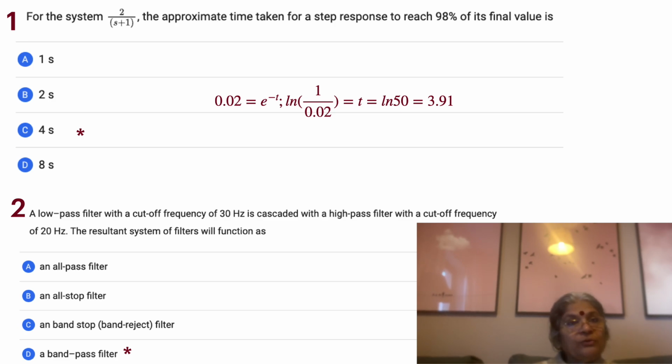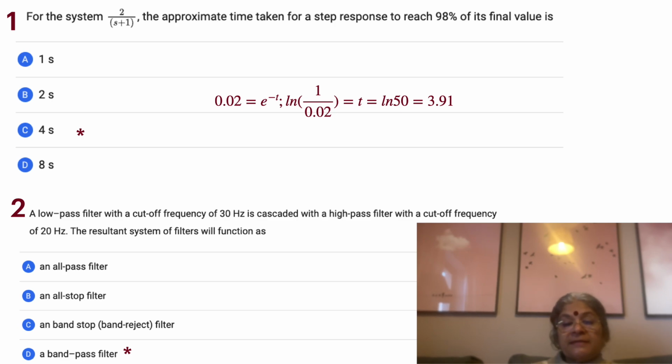Okay, so let's go to the second problem. A low pass filter with a cutoff frequency of 30 hertz. It's a different problem, no doubt. What do you mean by a cutoff frequency of 30 hertz? That is, frequencies below 30 hertz are going to be passed by this low pass filter, because it is passing the low frequencies.